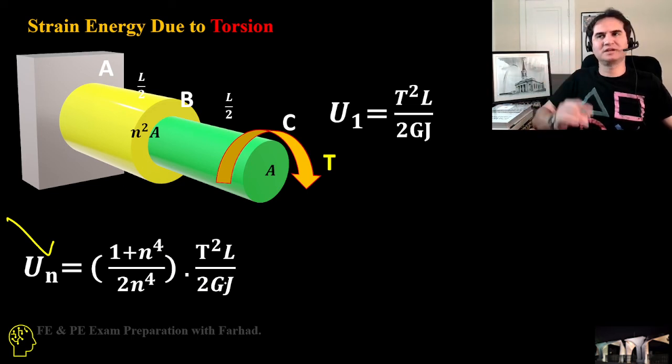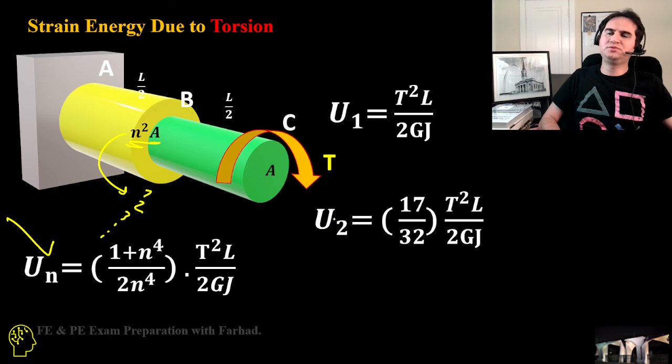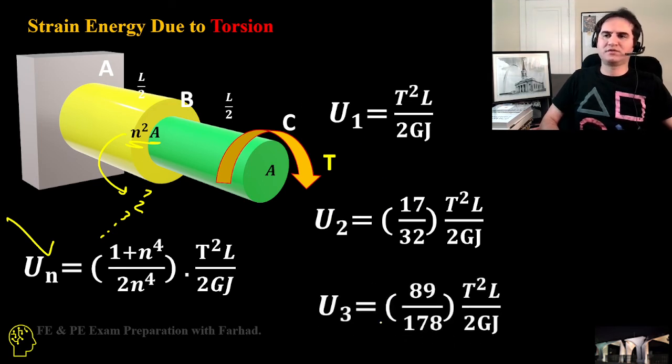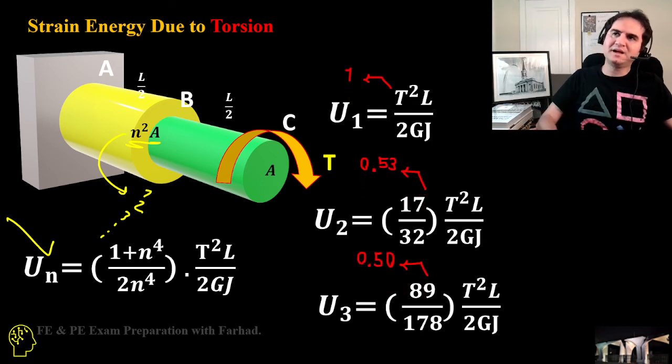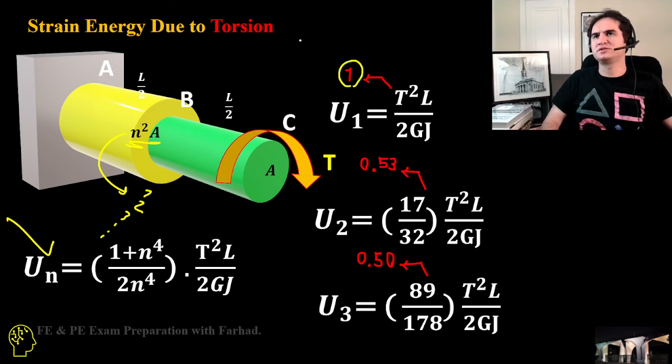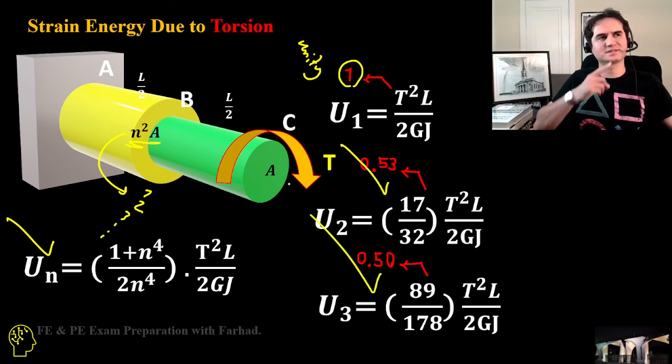If you have, for example, two discrete parts and the other part is n squared, and n is 1, 2, 3, etc. U1 is T squared L over 2GJ. U2 is 17 over 32 of U1. Likewise, U3 is 89 over 178. And if you define U1 as unity, U2 is 53% of U1 and U3 is just 50%. You can see the trend, and that's interesting.